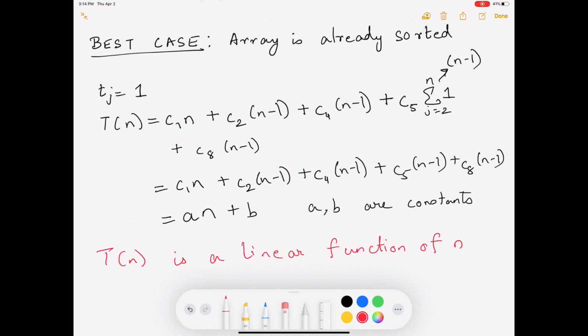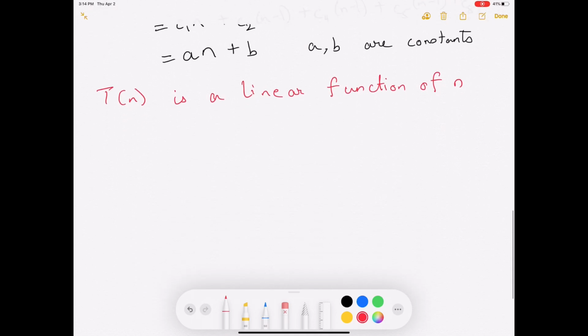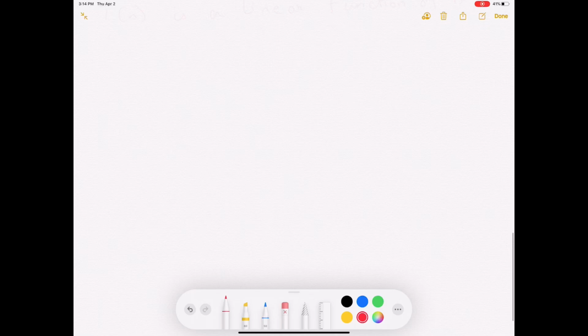Okay. So now let's consider the worst case. Now let's look at what's going to be the worst case scenario. What is going to happen? It will happen if the array is sorted in the reverse order. This is when the worst case happens: the array is sorted in reverse order.